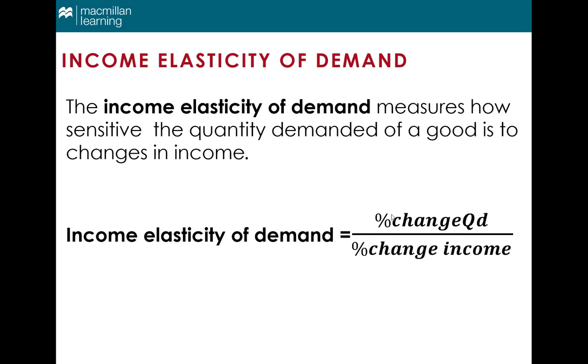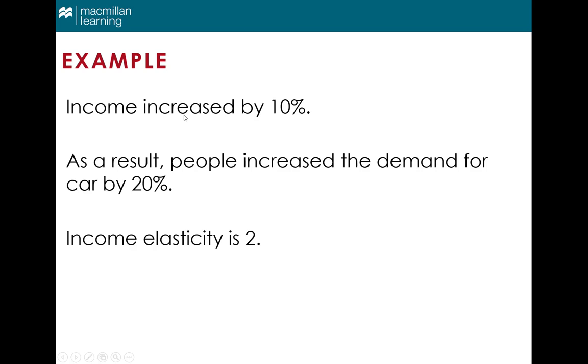Now let's define a new elasticity, which is called income elasticity of demand. It measures how the quantity demanded for a good responds to the change in income. So formally, it's defined as the percentage change in quantity demanded divided by the percentage change in income. Should it be negative or should it be positive? When you become richer, when you have a larger income, would you increase the consumption of one good? It could be either positive or negative. So let's take this example.